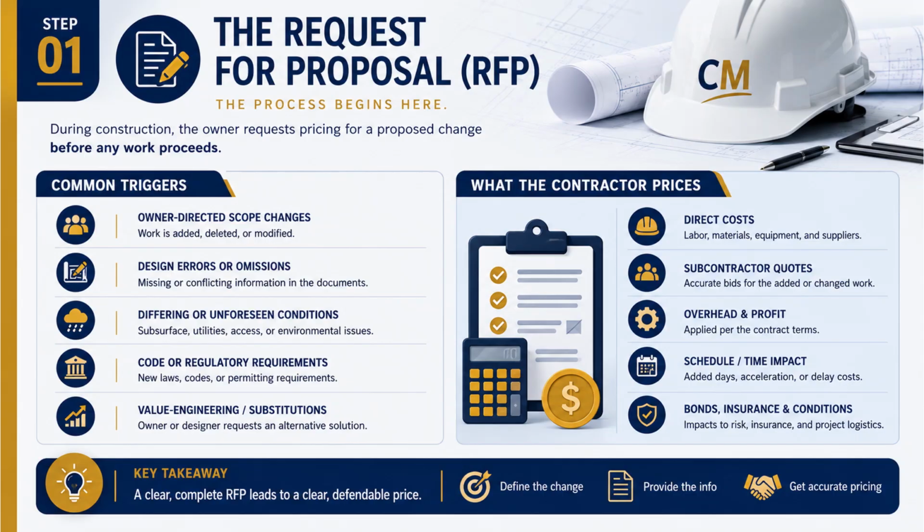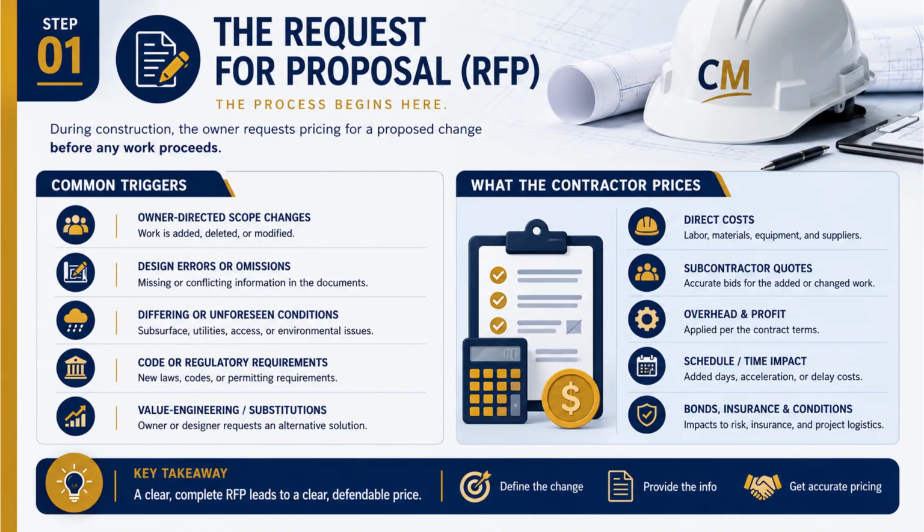The RFP is the owner asking. Your price response is essentially a PCO. And the takeaway ties it up. A clear, complete RFP leads to a clear, defendable price. Define the change, provide the info, get accurate pricing. When the RFP is vague, like "give me a price to fix the lobby," you can't price it accurately, and a sloppy price either loses you money or gets rejected. The clearer the request, the better the number.